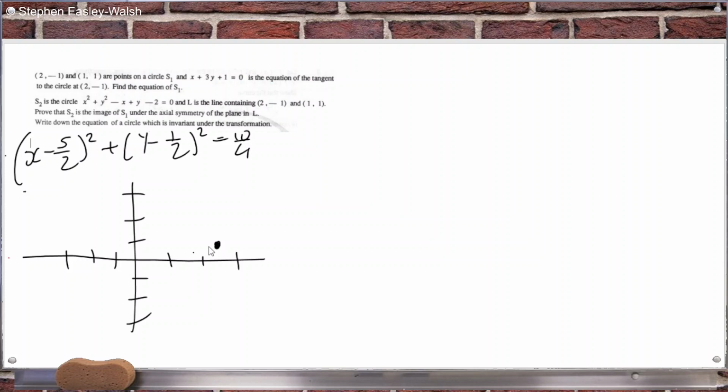Radius is about 1.5 units. That's about a half, so it's not going to be a very big circle. So something like there. And S2 is this circle. I should complete the square. So that's S1.